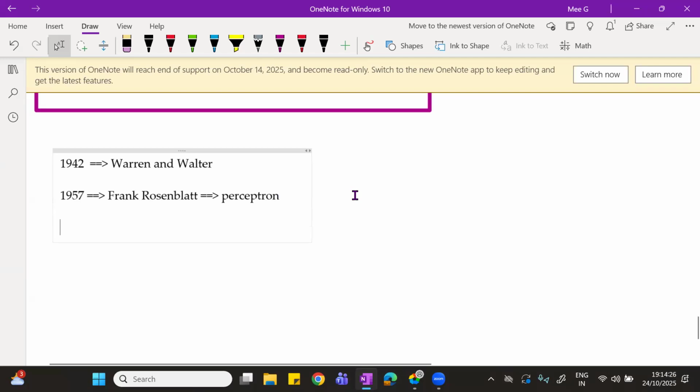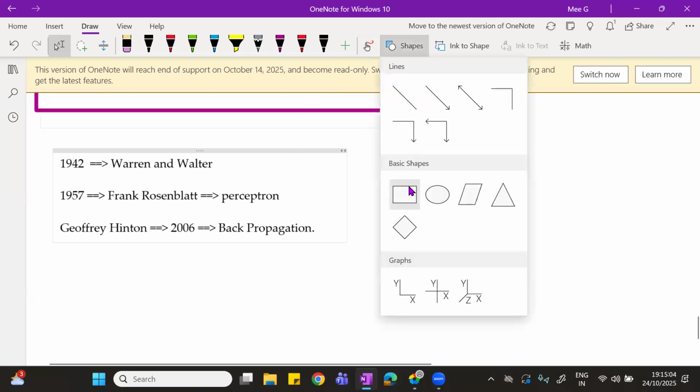And again, there is one more guy by the name Geoffrey Hinton, who came into the picture in 2006. He spent about 30 years doing research on deep learning especially, and he came up with a solution called backpropagation. Because of this backpropagation, deep learning became very, very popular, and since then deep learning never looked back.